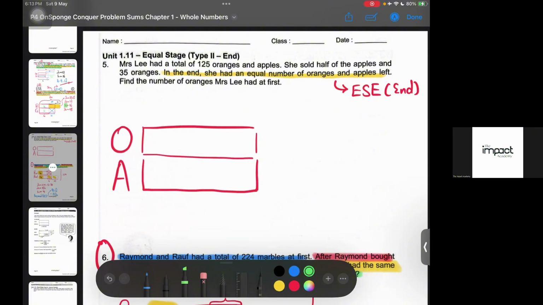Now, of course, I want to go backwards. Over here, let's see. What did she do? She sold how many oranges? 35. When I sell it means I minus, but because we're working backwards now, we're going to add it. Very good. We're going to add 35 to the oranges.